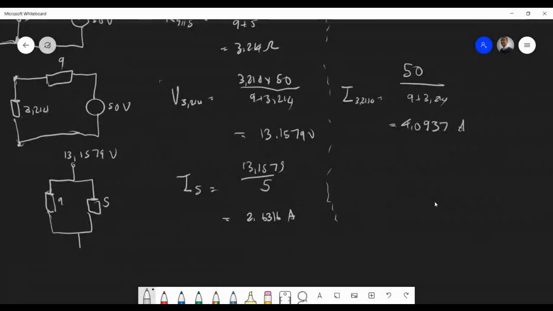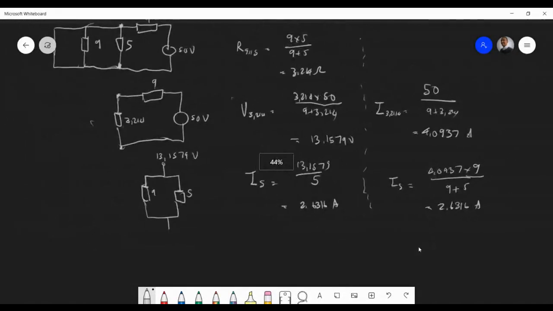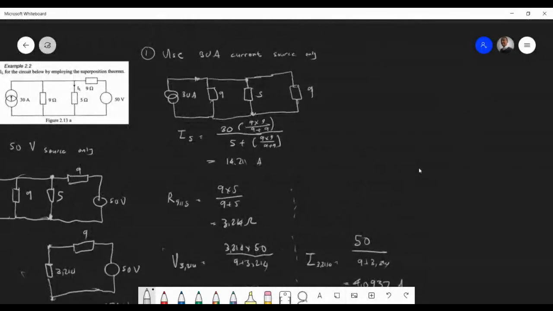amps. Then of course here it's the same circuit over here, but I'm not going to redraw it. Then we can use current division and say 4.0937 times the one we don't want, which is 9 over 9 plus 5, and we should get exactly this answer. I'm just showing these different ways of solving this. Then you're going to get 2.6316 amps. Are we happy with that? Okay. Yes, sir.